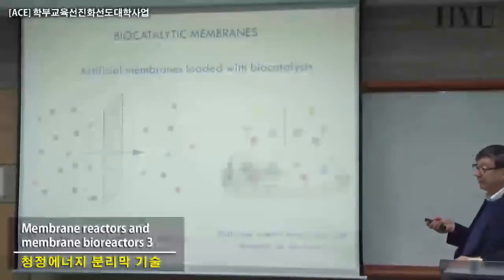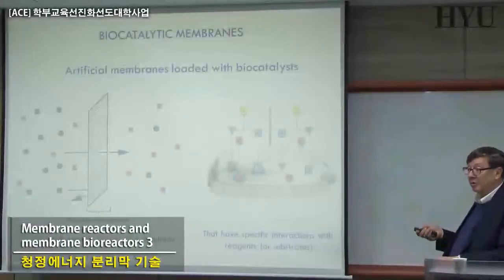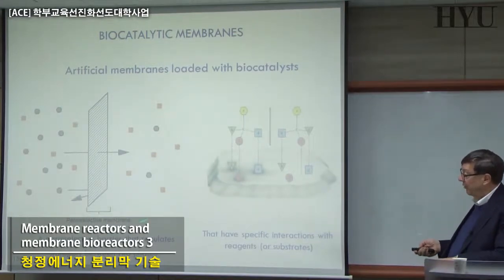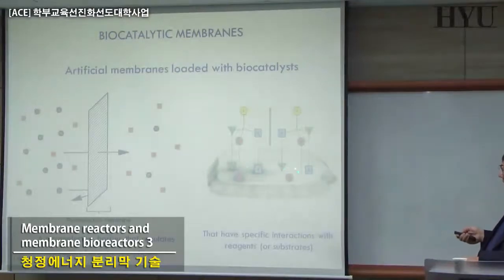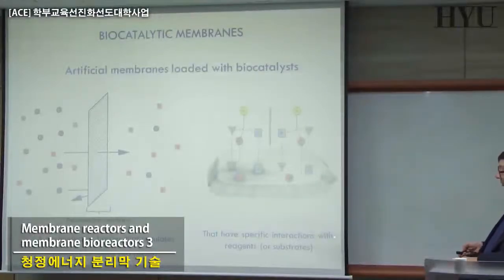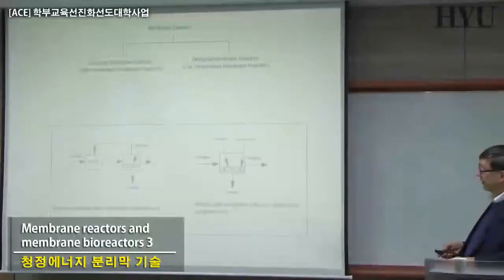One of the best ways to stabilize this enzyme is just making artificial membranes loaded with this biocatalyst. So you have a permselective membrane in which some catalysts have been immobilized. And when the substrate is arriving, the specific substrate will be converted, it will have a specific interaction with the reagents, and will be specifically converted. That is quite interesting, and there are a lot of enzymes that have been realized in this way.